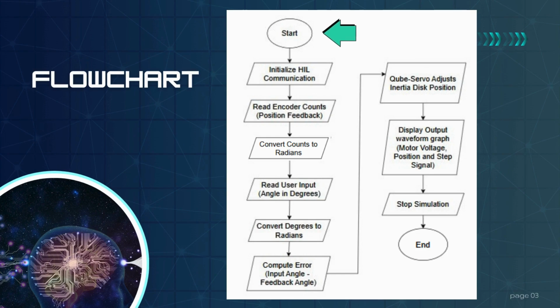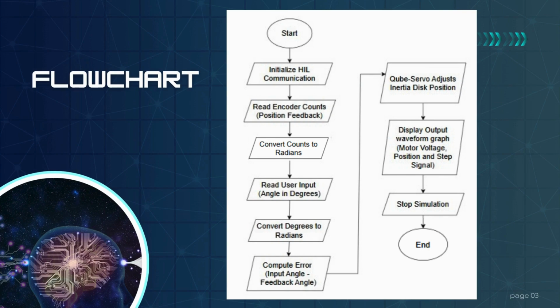The process begins with the start block. This is where the system is turned on and LabVIEW is launched. The system gets ready to begin communication with the hardware and waits for the user to enter a desired angle input. Next, the system initializes the hardware-in-the-loop, or HIL, communication. This step is essential for establishing a real-time link between the LabVIEW software and the hardware.